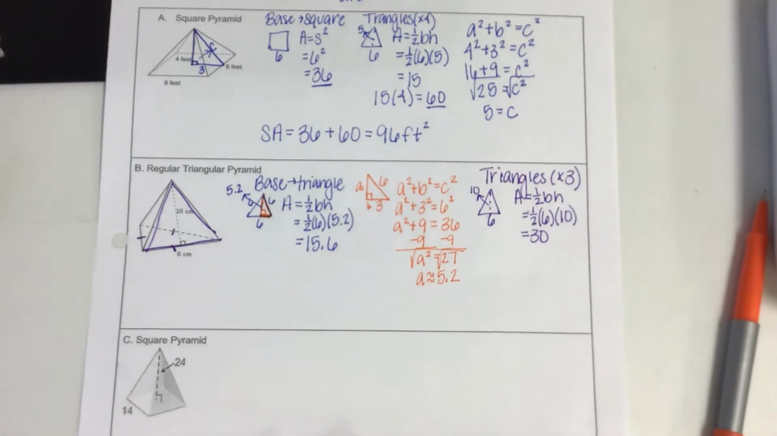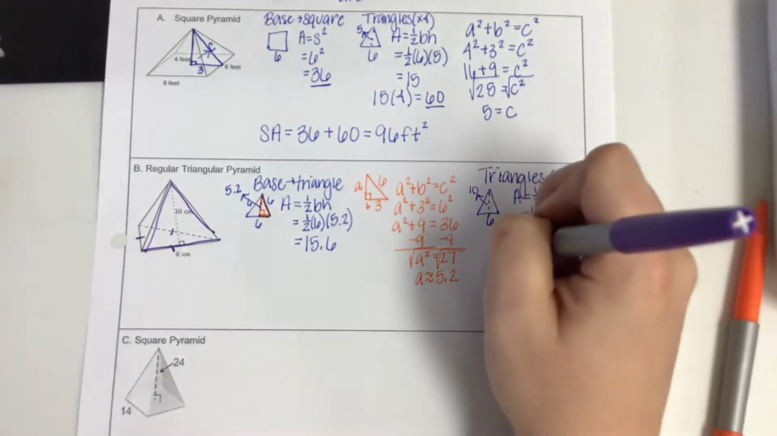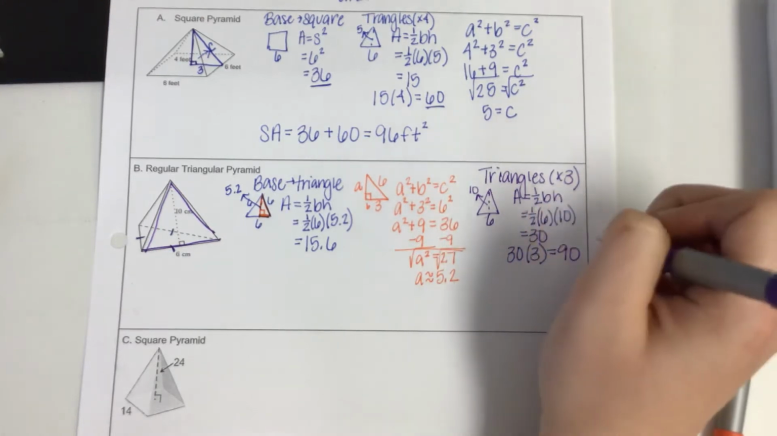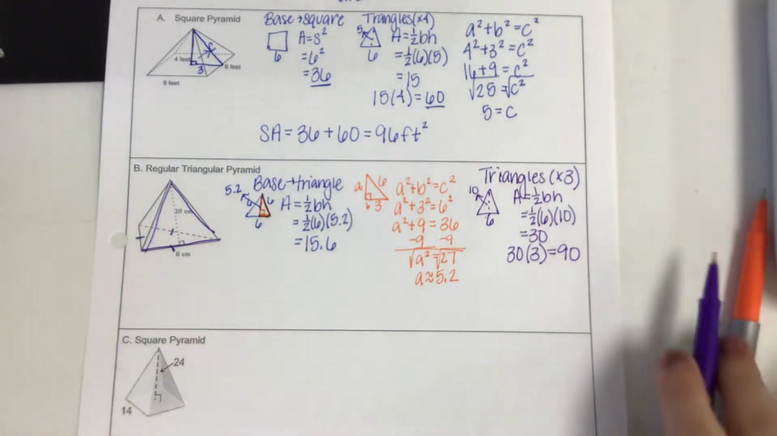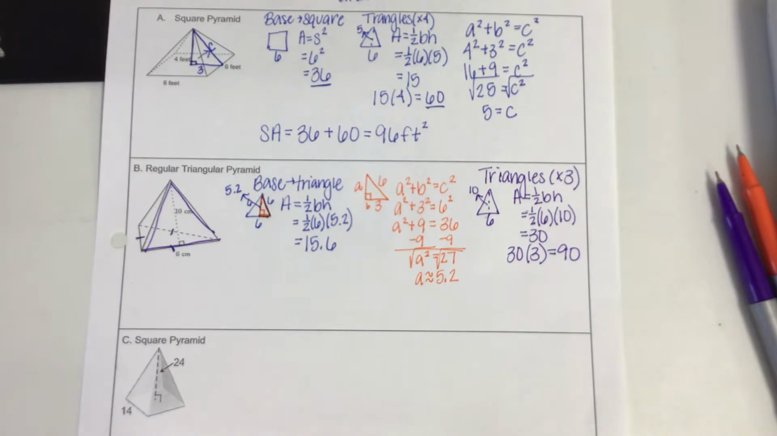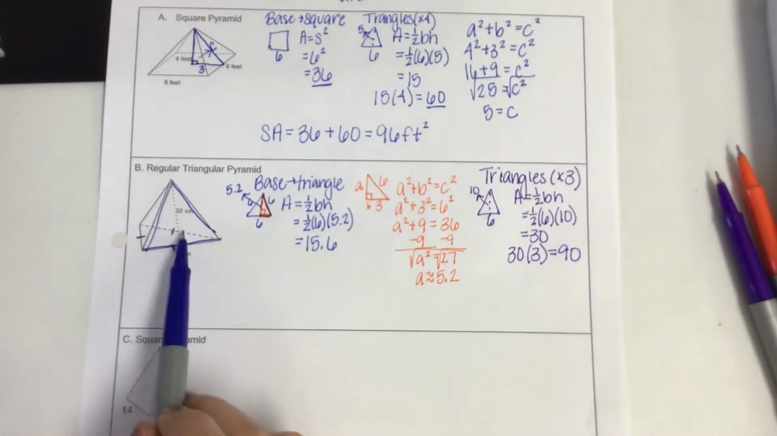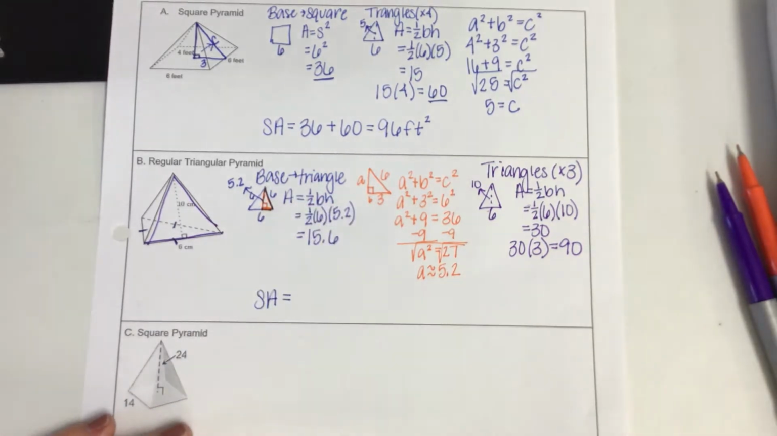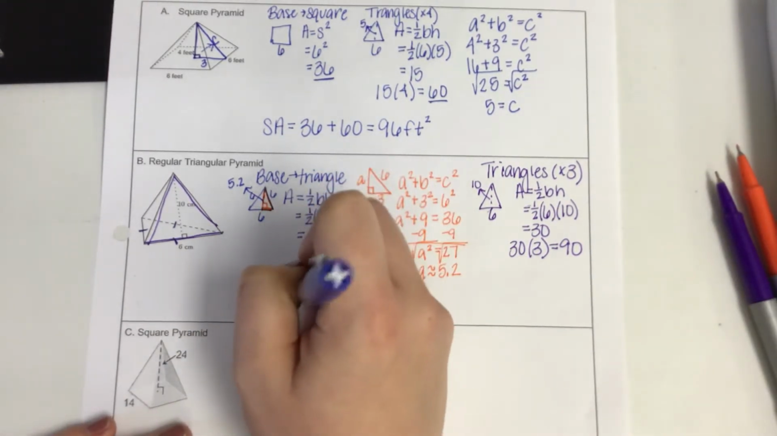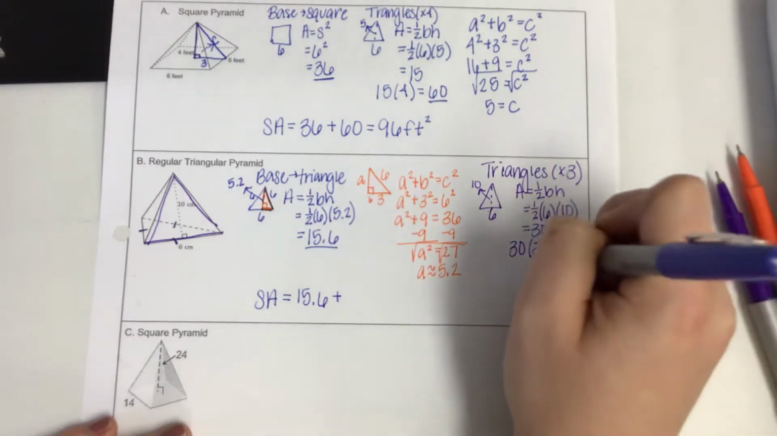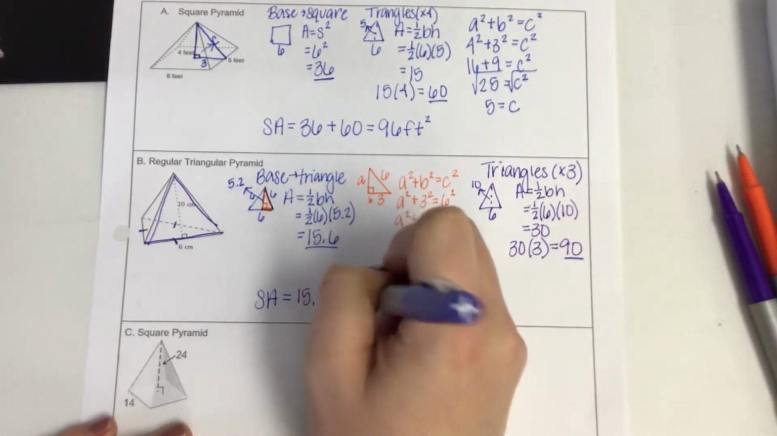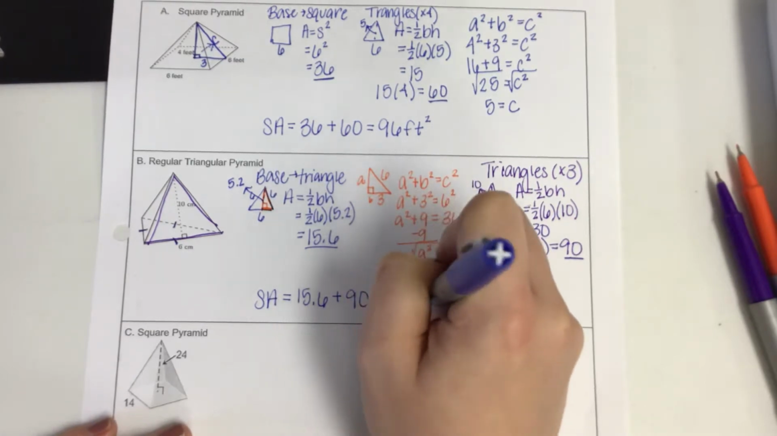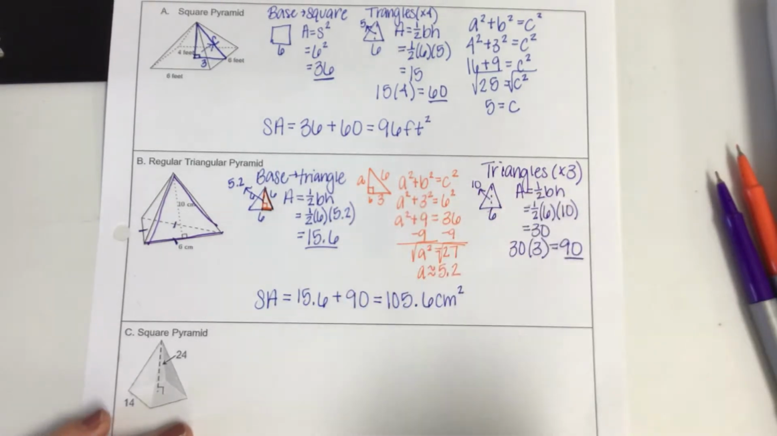Now again, what we have to remember is we have 3 of these. So we need to do 30 times 3, which is 90. That's the total area of all 3 triangles. So now we have the area of the base, we have the area of all 3 triangles, so we can find our total surface area. So the area of our base is 15.6, plus the area of our triangles is 90. And that's going to give us a total of 105.6 centimeters squared.